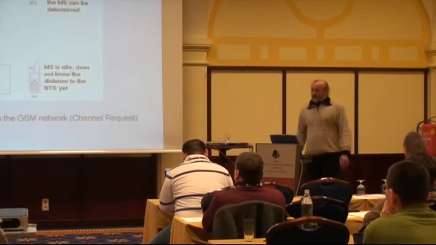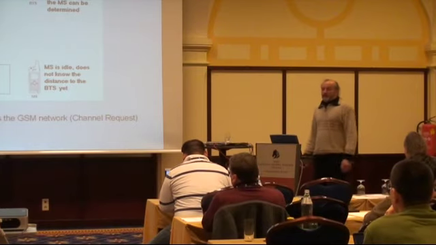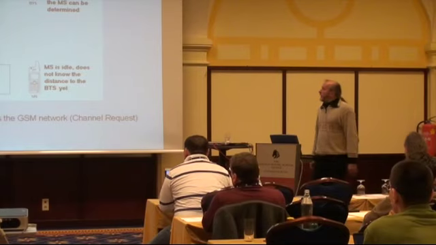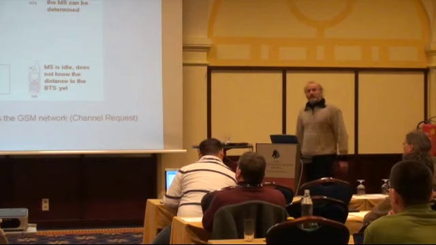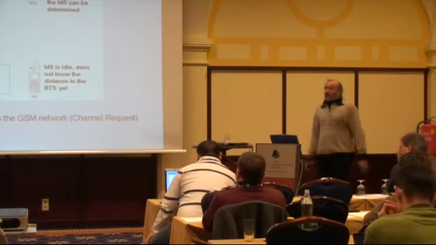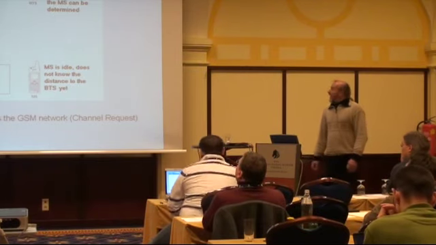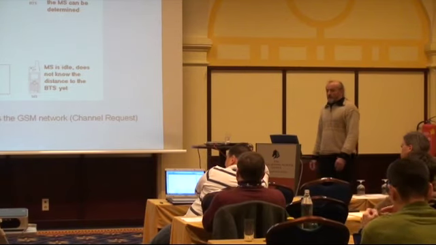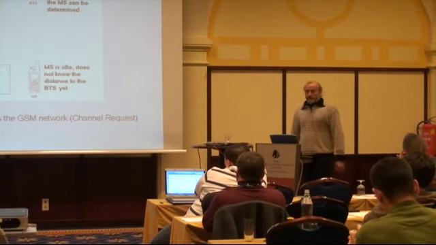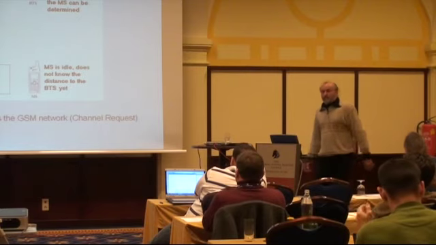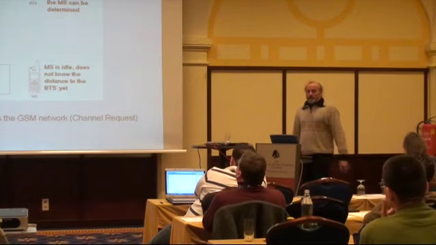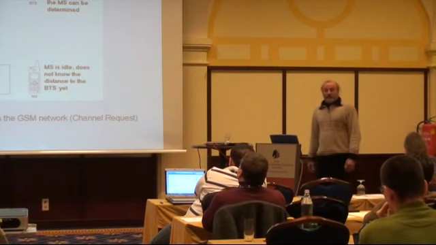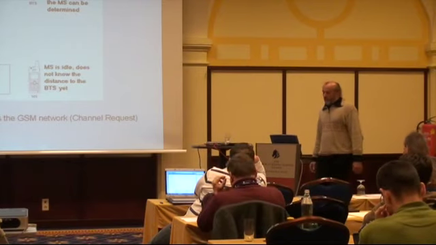Another burst, the burst we use in our attack, is the so-called random access channel burst, or RAC burst. This is the very first burst an idle phone sends to the network when it wants to access the network. Idle phone means the phone is receiving the network, it is synchronized to the network, but there is no active conversation between the phone and the network yet.